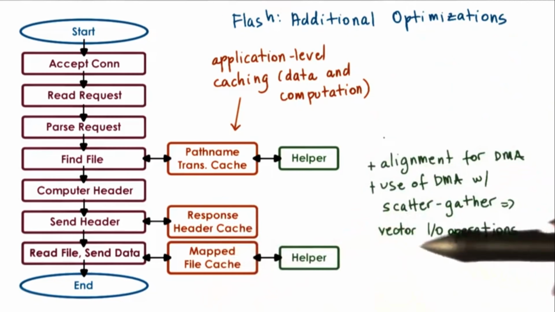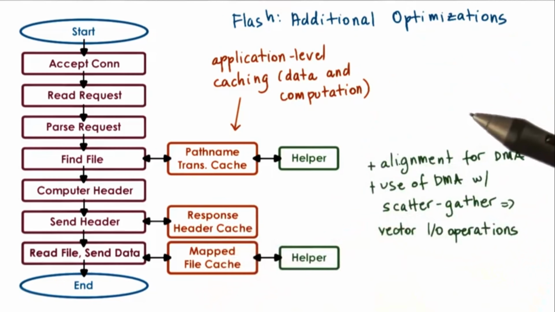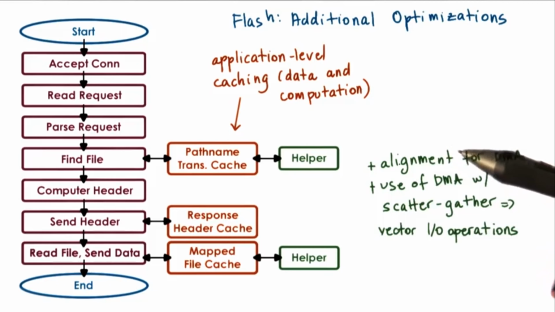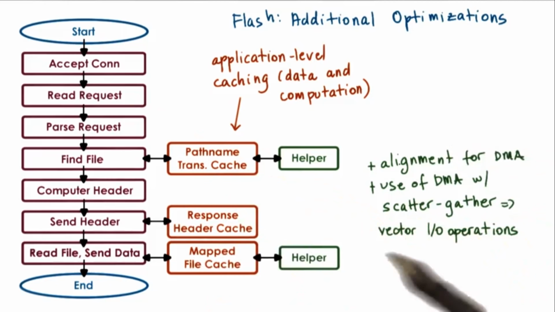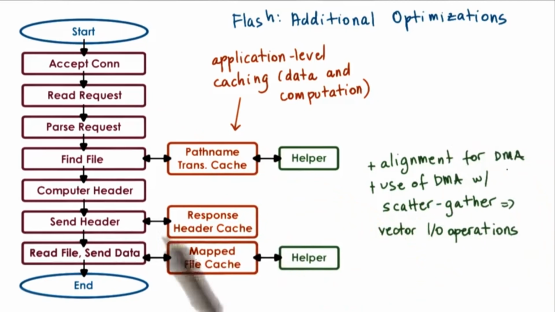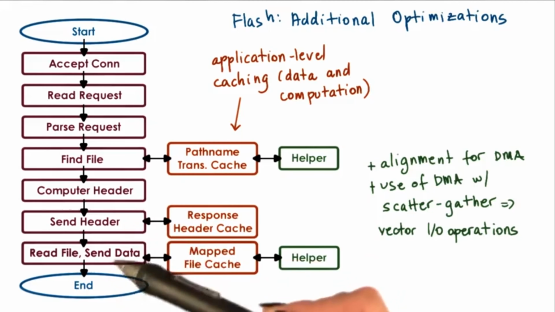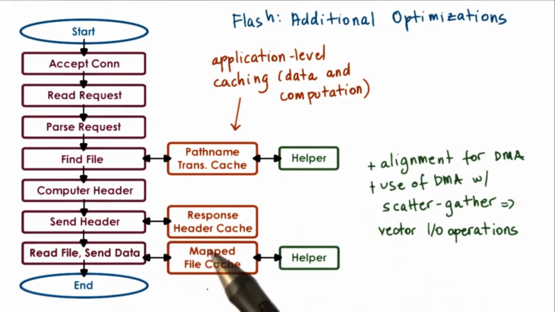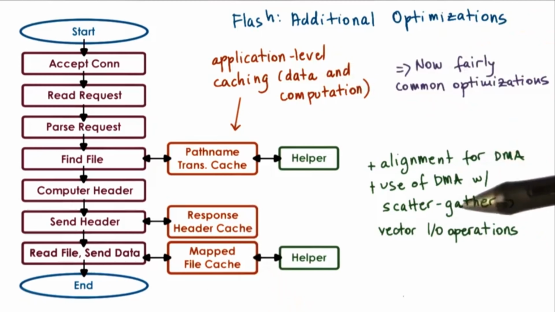Also, Flash does some optimizations that take advantage of the networking hardware and of the network interface card. For instance, all of the data structures are aligned so that it's easy to perform DMA operations without copying data. Similarly, they use DMA operations that have scatter-gather support, and that really means that the header and the actual data don't have to be aligned one next to another in memory. They can be sent from different memory locations, so there is a copy that's avoided. All of these are very useful techniques and are now fairly common optimizations.